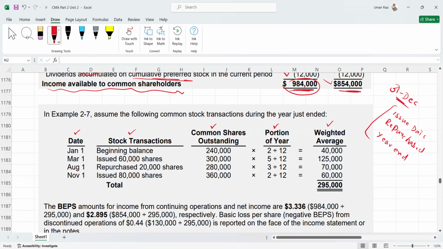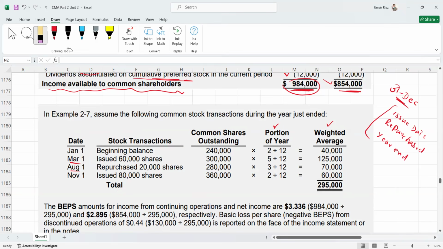First of all, on January 1, we'll write all these transactions. As I told you, this data will be given. Same as it is, we will write that we have a beginning balance of 240,000. Then on March 1 we issued 60,000 shares. Then August 1 we repurchased 20,000 shares, and then November 1, 80,000 shares were issued. Once we wrote these things, now we'll complete the format.